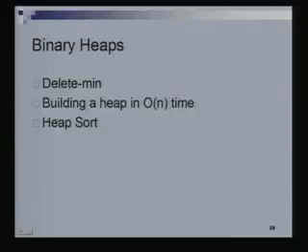So, today we are going to look at the operations of deleting the minimum element from a binary heap and building a heap. It is very easy to build a heap using repeated insertion, but today we are going to do a build operation which just takes linear time. Then we are also going to see how to use binary heaps to do sorting, and that procedure is called heap sort.